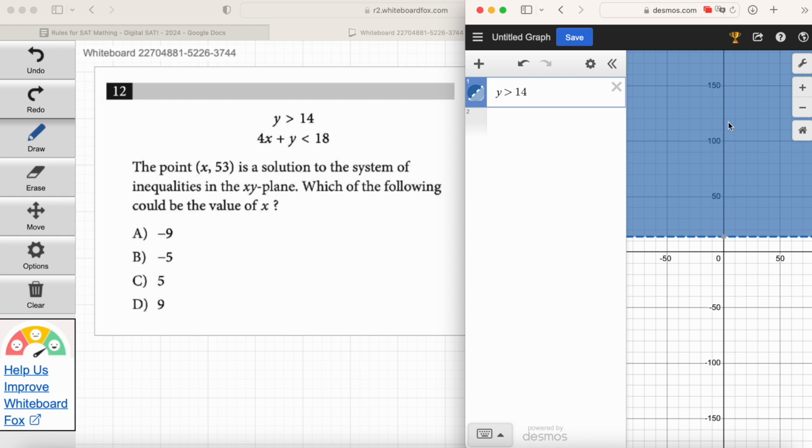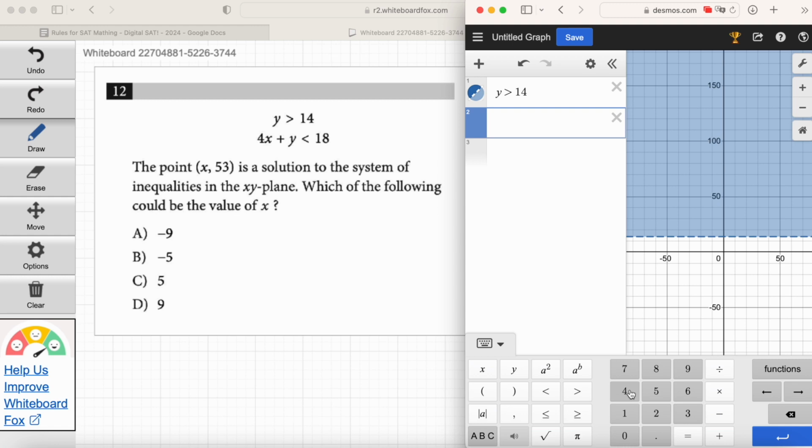Because y is 50 or 100 or 150 or anything above there, that's all a true statement. Y is greater than 14. Does that make sense? Maria, does that make sense? Sorry, yeah, it does. Okay. Let's graph the second inequality. Again, we're just punching it in. So it's 4x plus y. Don't even need to put it in any fancy form. Now, that's less than 18.